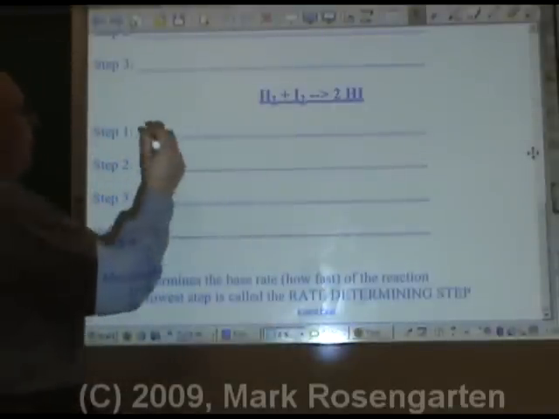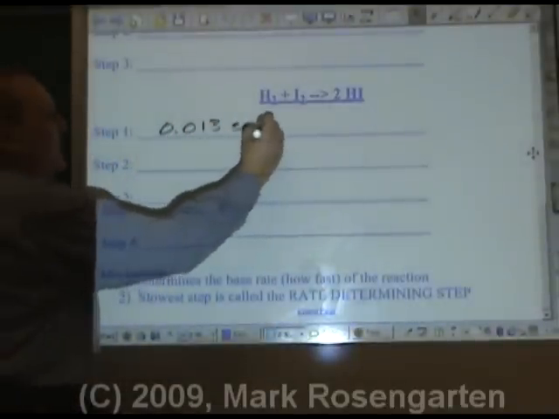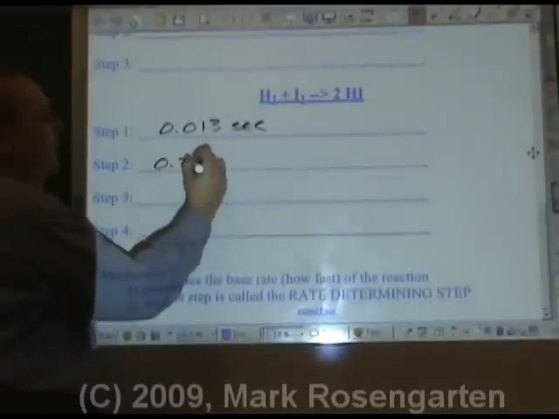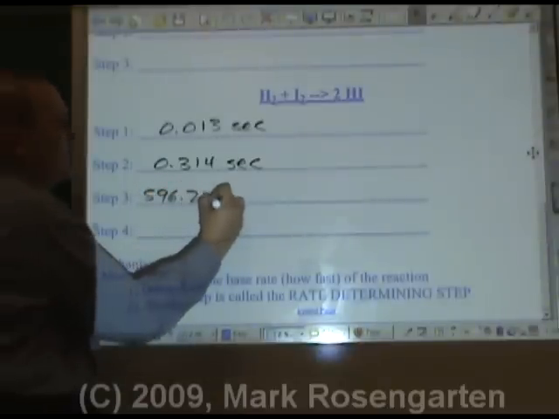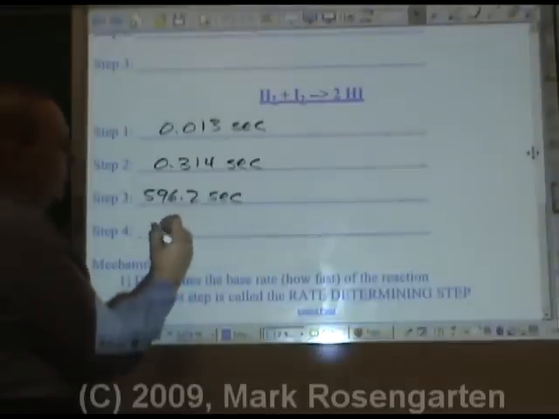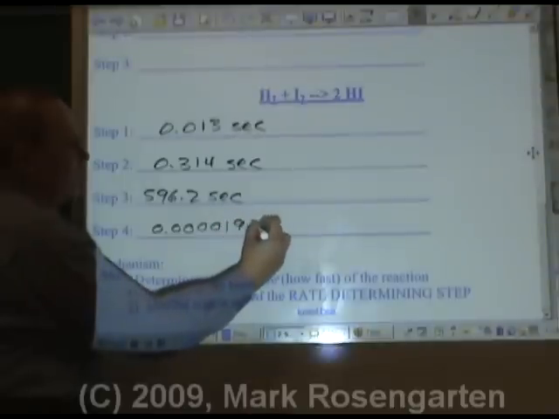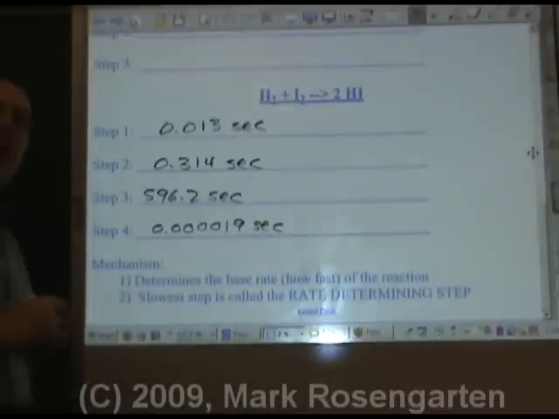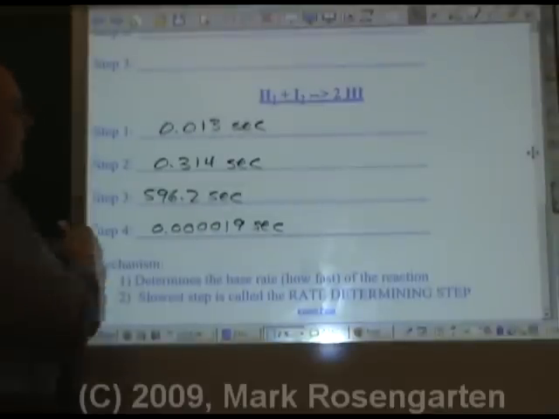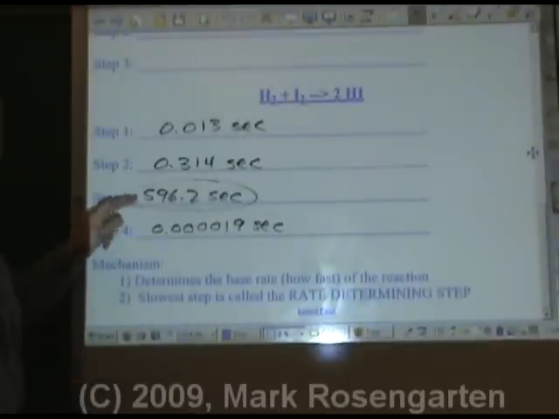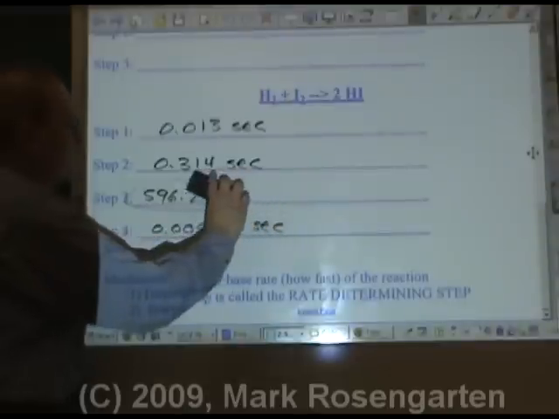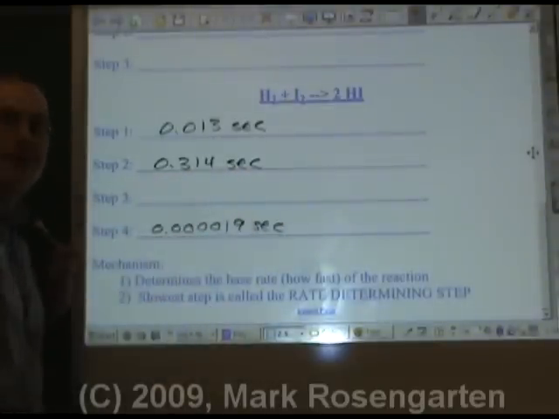So for example, if step one takes 0.013 seconds, if step two takes 0.314 seconds, if step three takes 596.2 seconds, if step four takes 0.000019 seconds, which of these steps is going to determine overall how fast the reaction happens? The rate determining step, the slowest step. If you could somehow figure out a way to eliminate that step, you could go from about 596 seconds to under a third of a second.